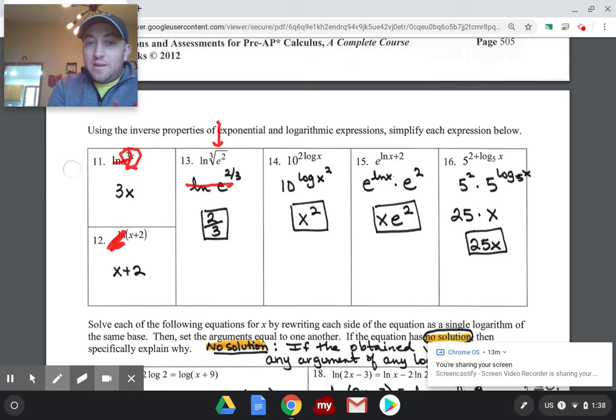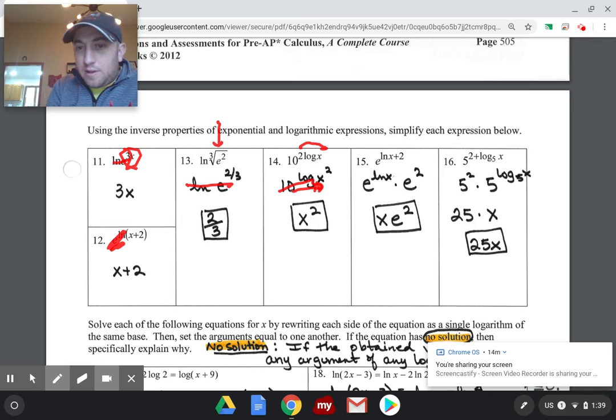Number 14, the first thing they did is bring the 2 in, so it's x squared. But the base of that logarithm is 10, because it's the common logarithm. So one of your properties says that if you have a logarithm in the exponent of a base, and the base of the logarithm is the same as the base of your exponential expression, that's all going to cancel out, and you're just left with the argument, which is x squared.